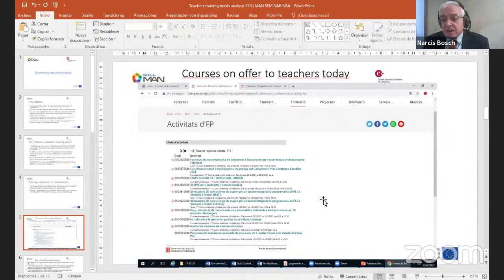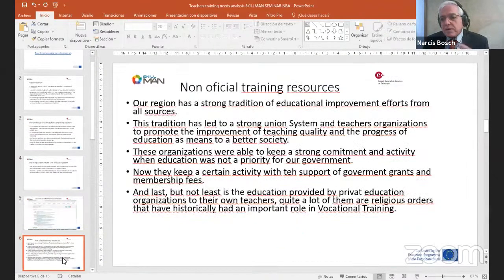And these are all kinds of trainings. Also, we have a strong tradition of educational improvement efforts from all sources, not official ones. This tradition has led to a strong union system and teacher organizations to promote improvement of teaching quality and the progress of education as a means to a better society. These organizations were able to keep a strong commitment and activity when education was not a priority for our government. Now they keep certain activity with the support of government grants and membership fees.